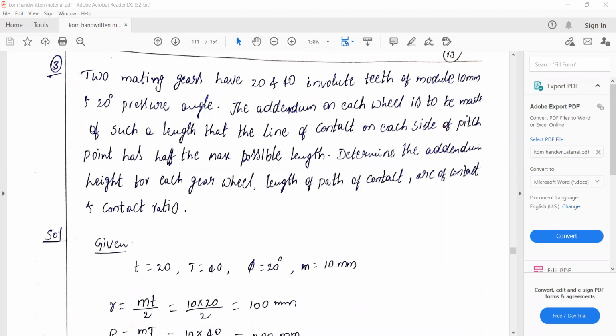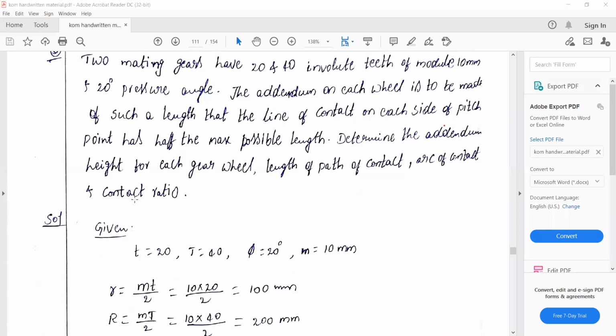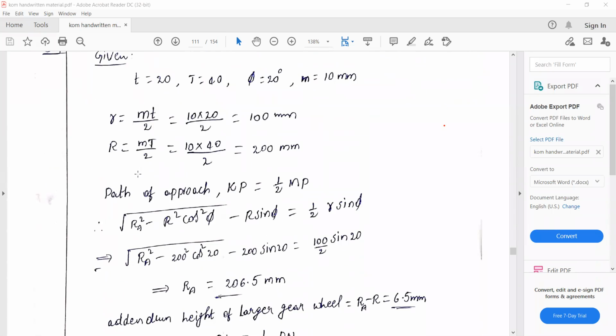If the problem has any conditions, you should read it two to three times, particularly for that condition, to see what they told in the particular condition. That is very important. Now, from the problem description, you have to write the given values. Small t is 20 and capital T is 40, the pressure angle phi is 20 degrees, and the module is 10 mm.